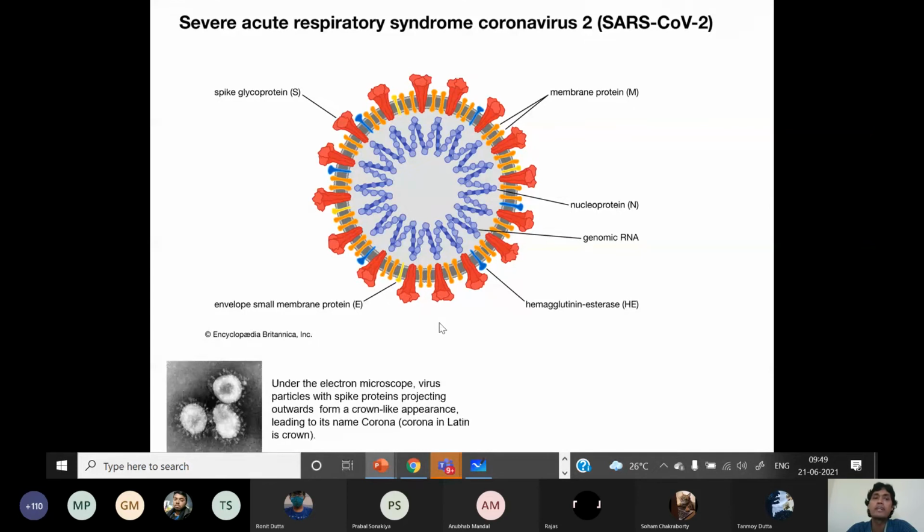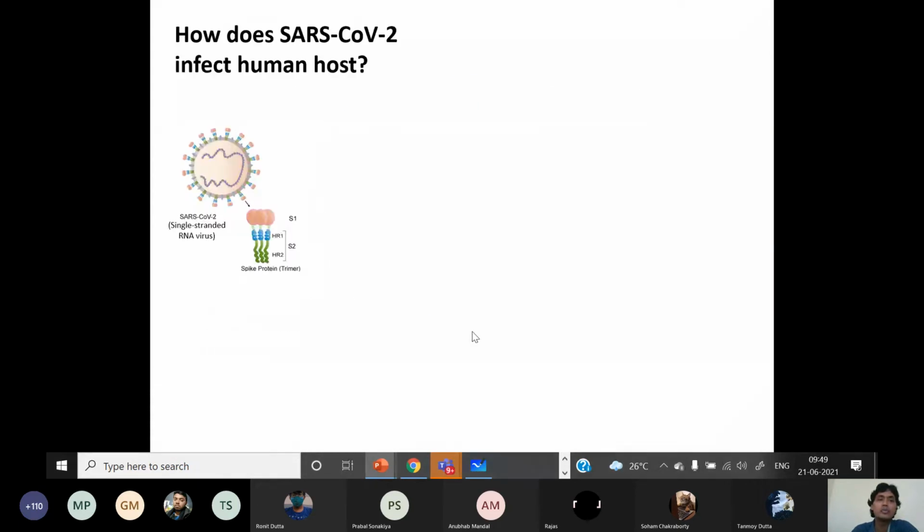So how does SARS-CoV-2 infect the human host? This is the viral particle, the virus, and this is the spike protein. In the spike protein there are many regions. I'm not going into the details; it's not required to know. But the idea is what happened. I believe almost all of you know the current known receptor for this virus. It is called ACE2.